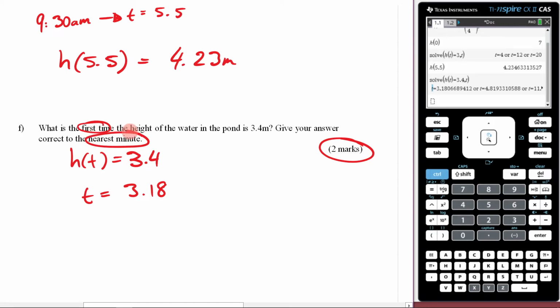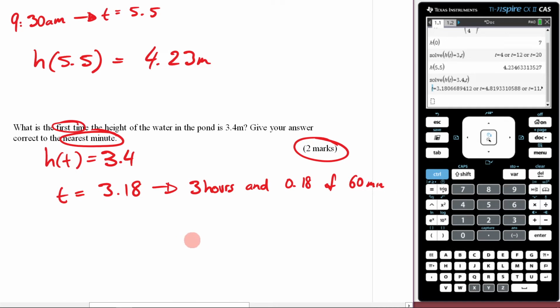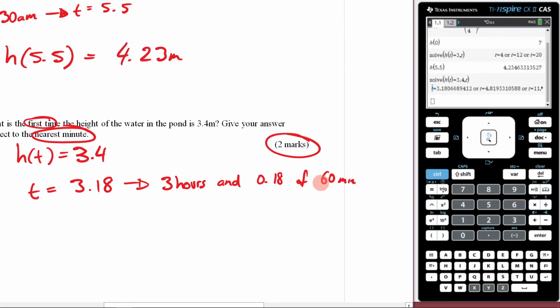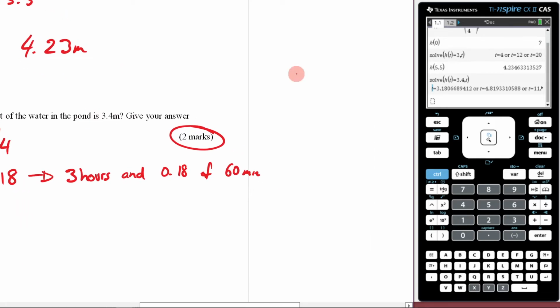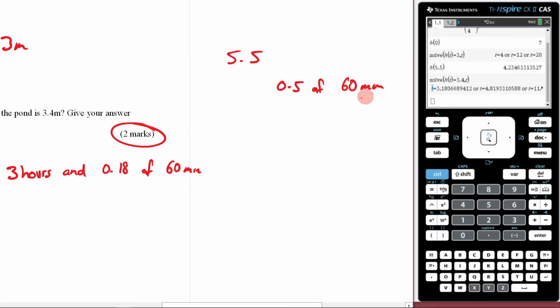But do you see how it says it wants it to the nearest minute? Well, what is this? This is telling me that it's 3 hours and 0.18 of 60 minutes. Hopefully that makes sense. It's 0.18 of 60 minutes in the same way that, if I had 30 minutes, as we had before, like 5.5, well, that's 0.5 of 60 minutes, also known as 30 minutes. Well, now we don't have 0.5, we have 0.18 of 60 minutes.